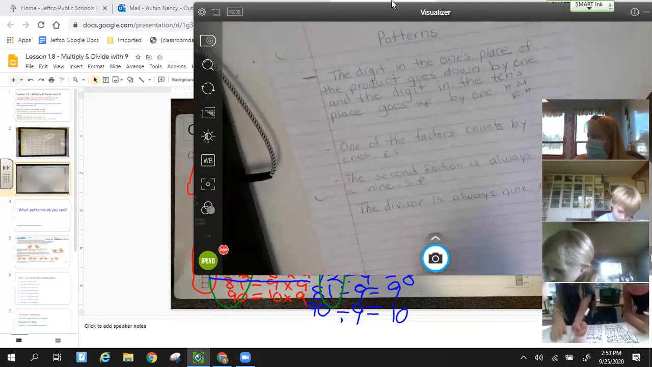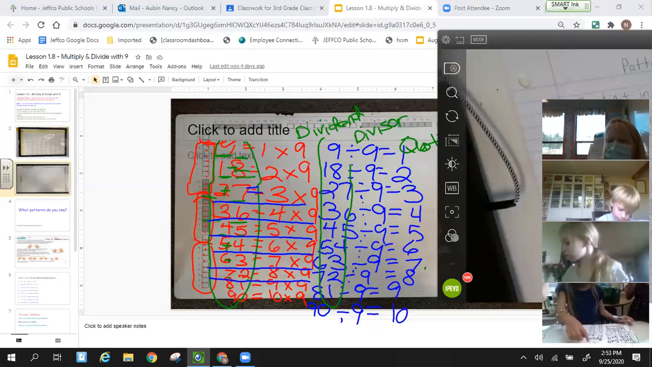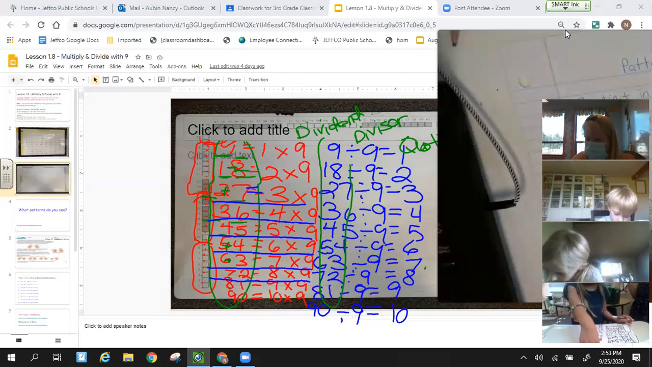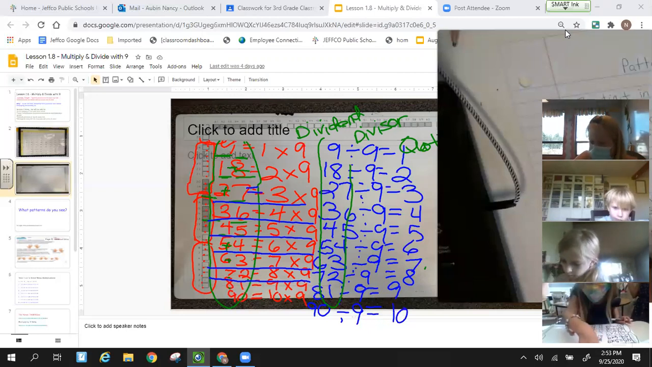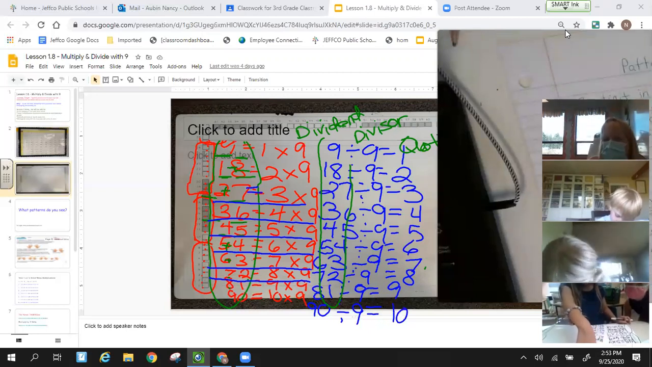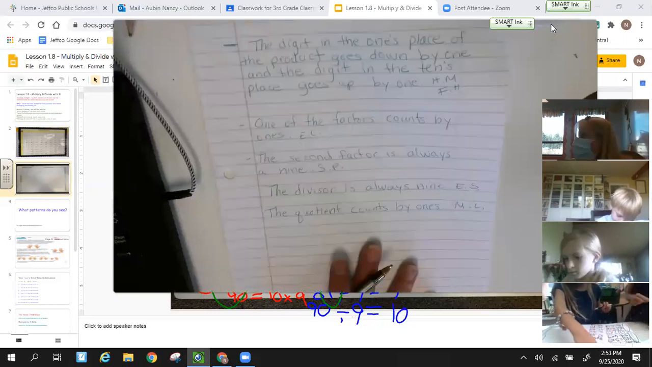All right, Marin, what else do you notice? And I'm moving that over so you can look at it. The quotient counts by ones. The quotient's the answer, right? And I'll move that over so you can see it. The quotient counts by ones.